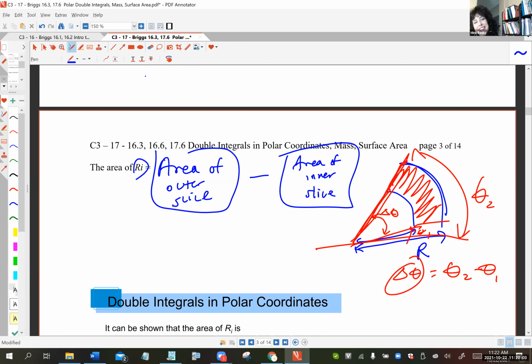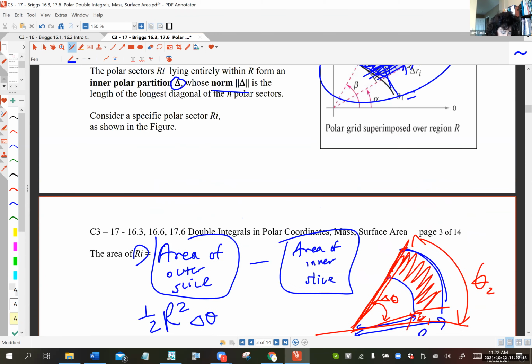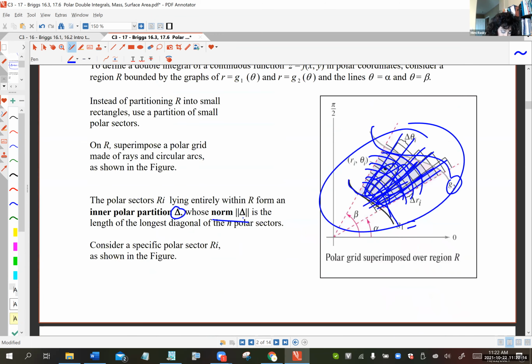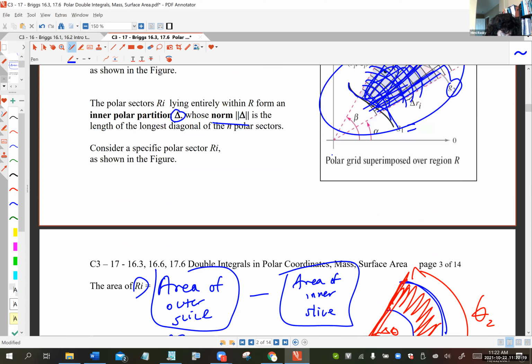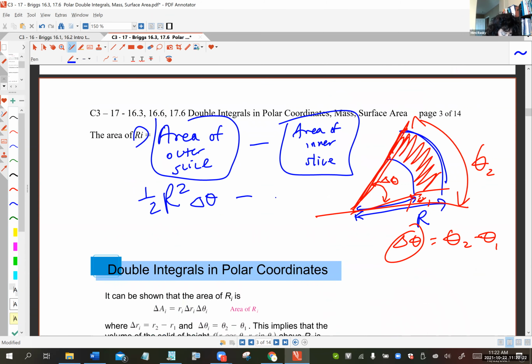You'll see why in a minute. I don't want to give away the secret. 1/2 big R squared delta theta. Well, where'd you get that? From my area of a pizza slice, where our angle is going to be a delta theta, minus the inner pizza slice, and that's going to be 1/2 little r squared delta theta.